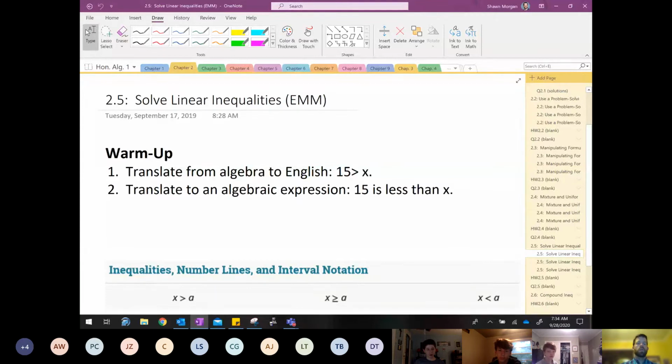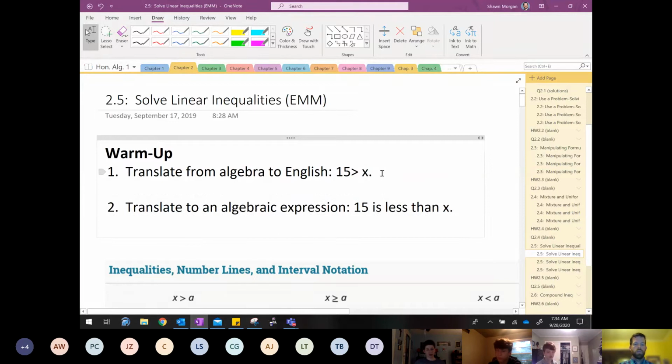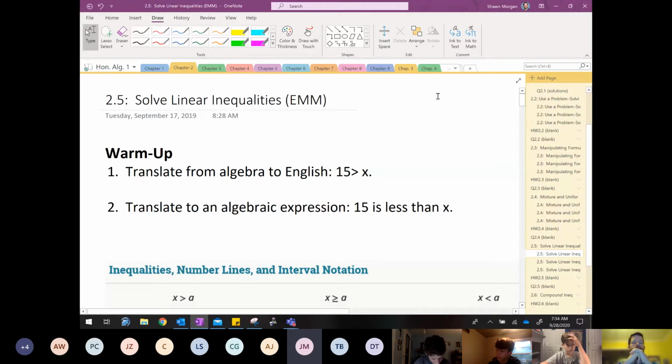It says translate from algebra to English. In other words, write down in words what this expression says, and then go backwards. So we want to translate from English to algebra what this expression right there says.